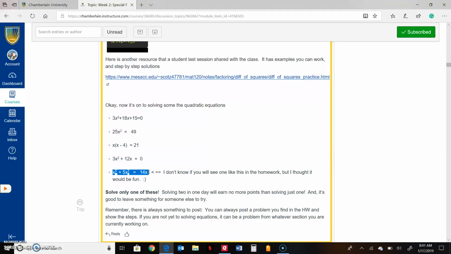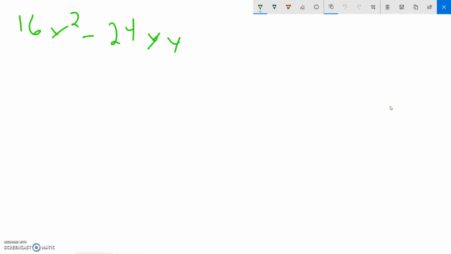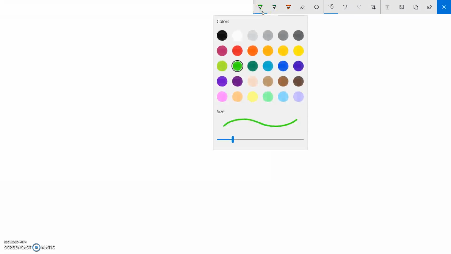x to the third plus 5x squared equals 14x. All right, let me pull up my ink pad here. Let's clear that. Okay, let's go black. So the problem was x to the third plus 5x squared equals 14x.